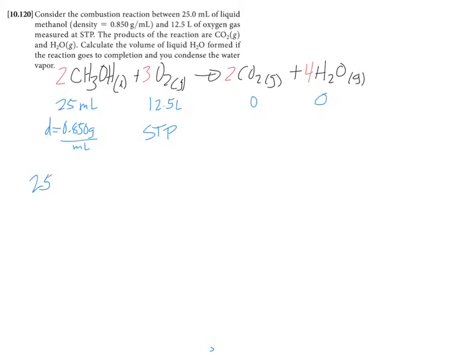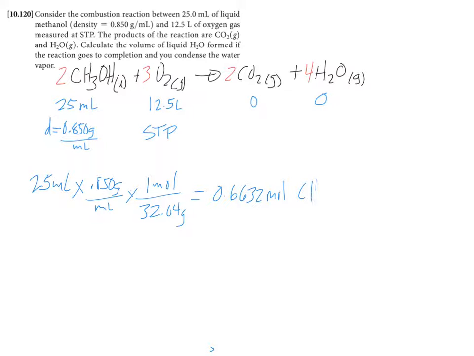So after you make your calculations using the volume and density of the liquid methanol, and then the molar mass of the methanol, you should find that you have 0.6632 moles of liquid methanol. You're then going to calculate the number of moles of oxygen, and you find that you have 0.558 moles of oxygen.